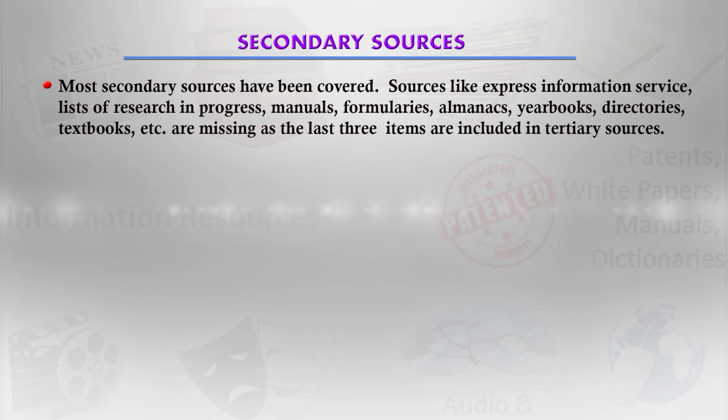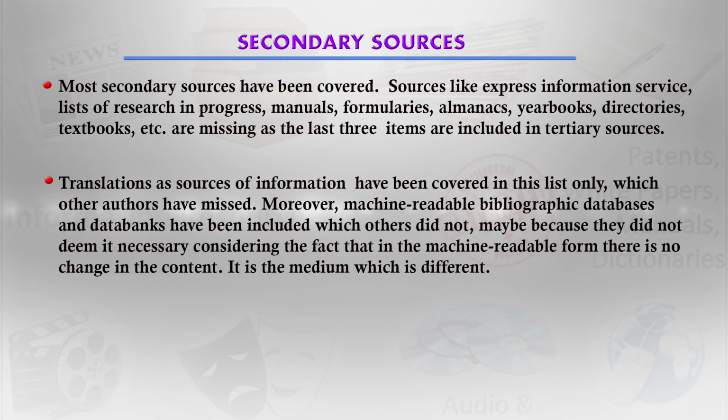these items are included in the tertiary sources. Translation as a source of information has been covered in this list only, which other authors have missed. Moreover, machine readable bibliographic databases and data banks have been included, which others did not. Maybe because they do not deem it necessary, considering that in the machine readable form there is no change in the content. It is the medium which is different. The documents may be in print format, in microform or in machine readable format. If the content remains the same, their categorization remains unchanged.